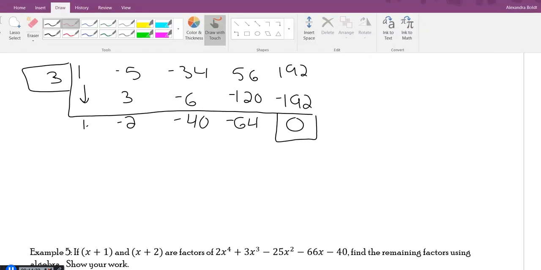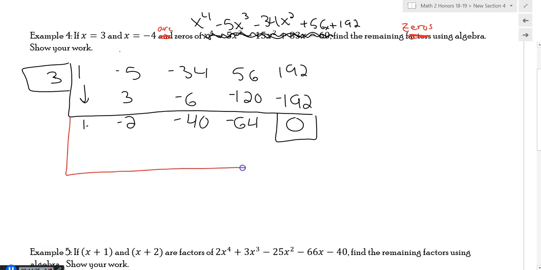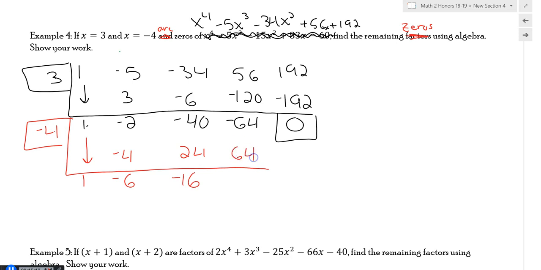When we go to divide out our second zero, the easiest way is just to keep going. Alright, so I'm using these numbers, and I'm dividing by negative 4. You could write the new polynomial and then pull out the coefficients again, but all your coefficients are just sitting right here. So just keep using them. Now I'm going to pull down the 1. Negative 4 times 1 is negative 4, which is negative 6, which is 24. Negative 16. Negative 4 times negative 16 is positive 64, which is 0.